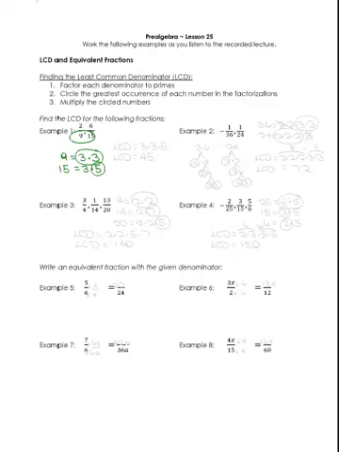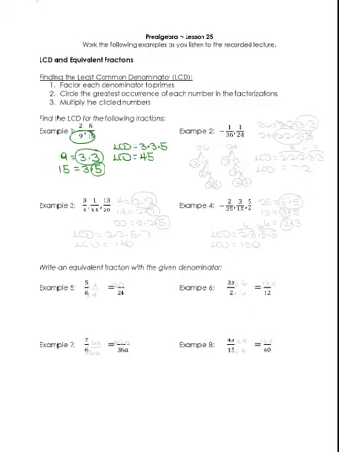So what do I do when I say my least common denominator? I multiply the circled numbers. 3 times 3 times 5 gives me a denominator of 9 times 5, or 45. The LCD, or the least common denominator for those two fractions, would be 45.